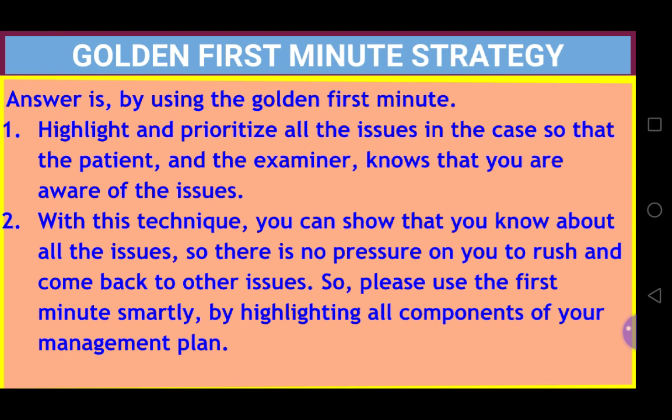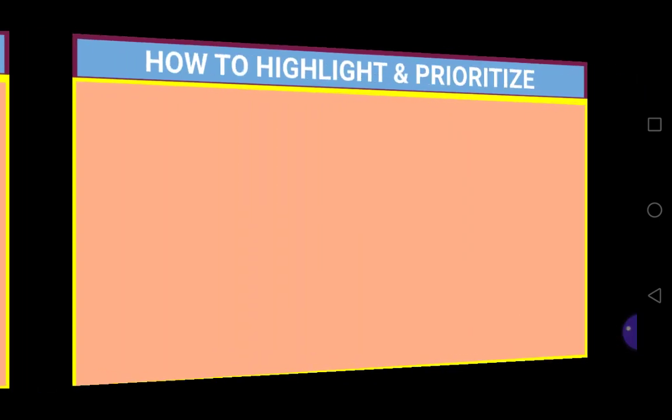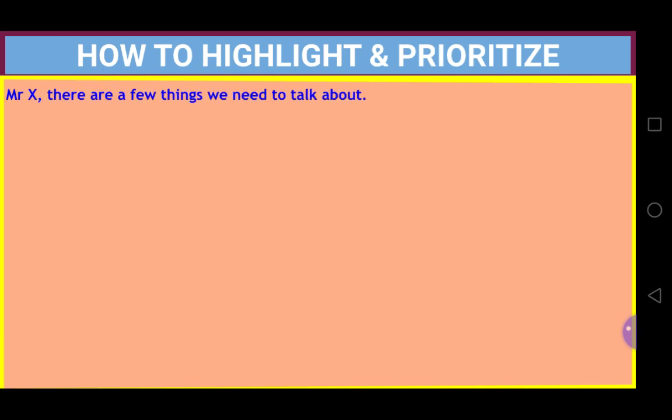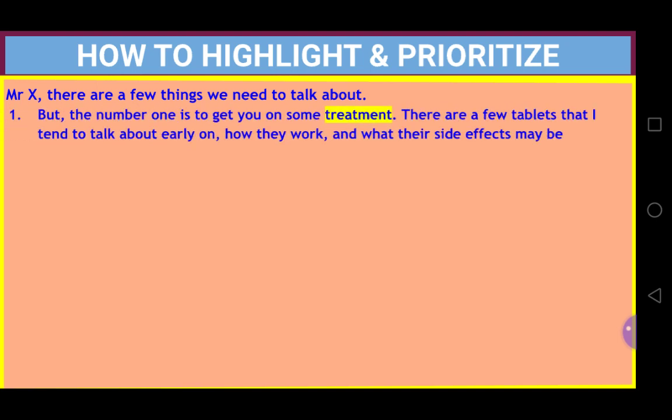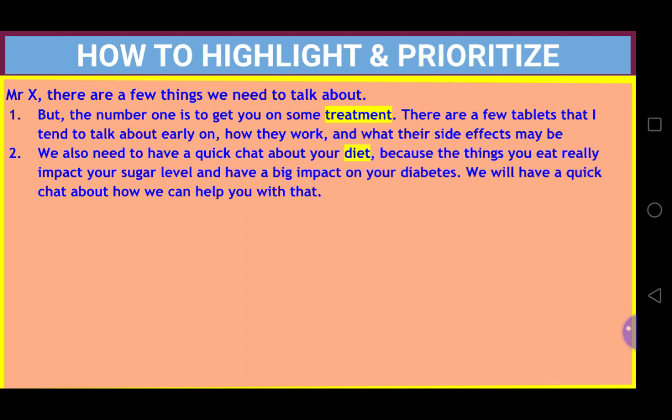I am going to explain this with an example. So, say for example, there is a patient, Mr. X. You can say that Mr. X, there are a few things we need to talk about. But the number one is to get you on some treatment. There are a few tablets that I tend to talk about early on, how they work and what their side effects may be. We also need to have a quick chat about your diet because the things you eat really impact your sugar level and have a big impact on your diabetes. We will have a quick chat about how we can help you with that.